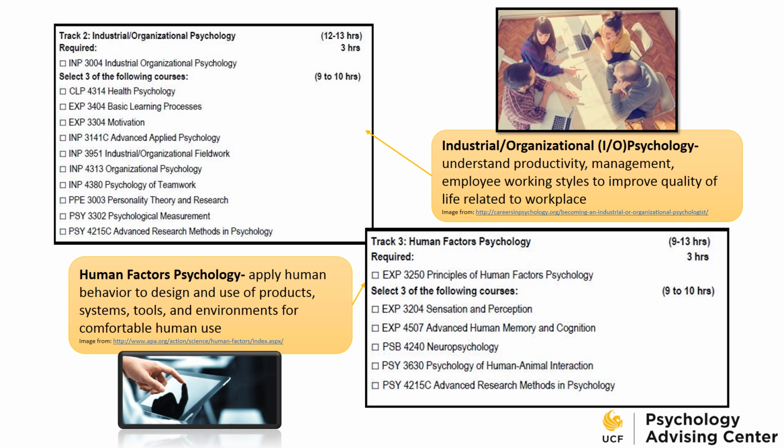For human factors, this is a focus on applying human behavior to design and use of products, systems, tools, and environments for comfortable human use. For this track, you'll take the EXP 3250 Principles of Human Factor Psychology and 3 of the electives underneath.